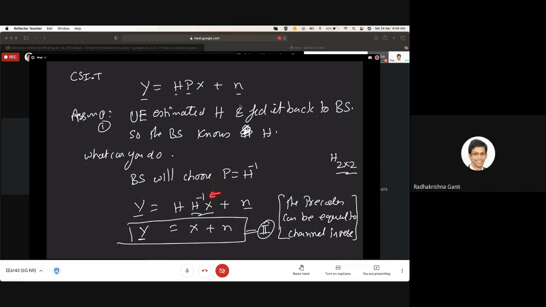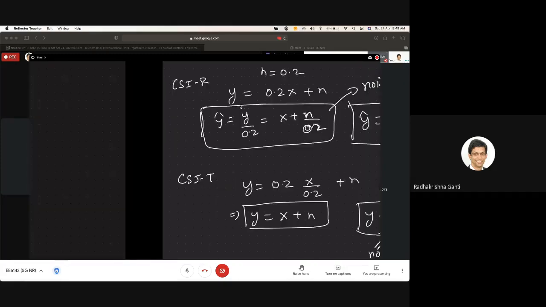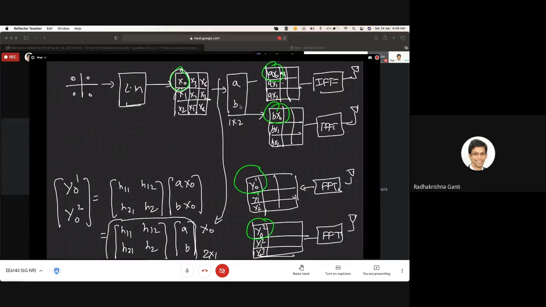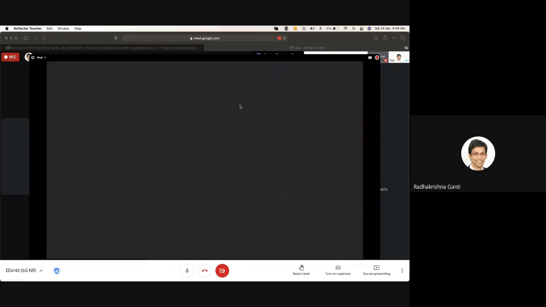So the next question is what happens if H inverse doesn't exist? If H is not a square matrix, what happens? What happens if it's not invertible? All those issues are there. Of course, there are solutions to all of them too. I'm going to tell you the most common way of doing this.